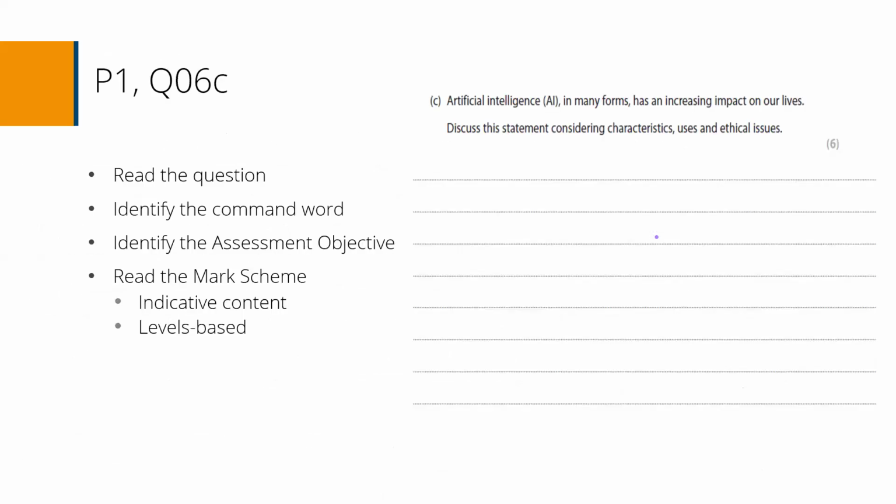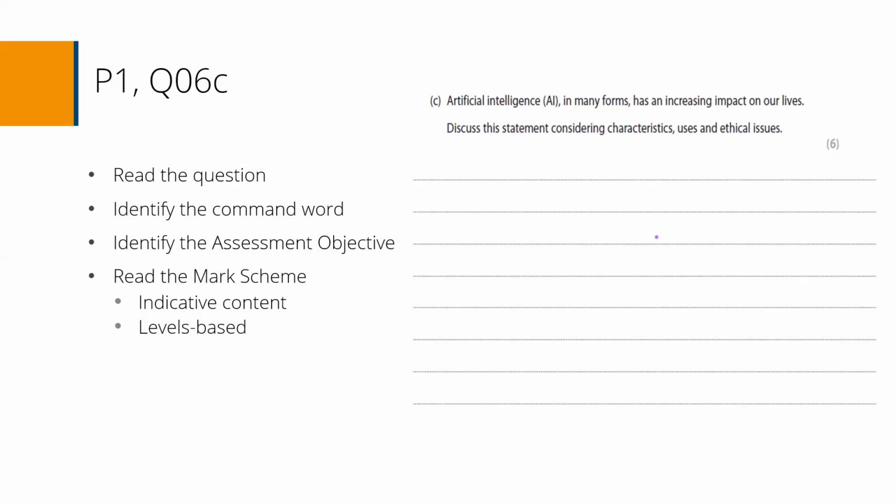And basically what you want to do is identify a mark for these based on the indicative content, which I pointed out does not have to be exclusive. It's not going to be all of it to get the mark, or you don't get the full marks just because you didn't cover all of it.